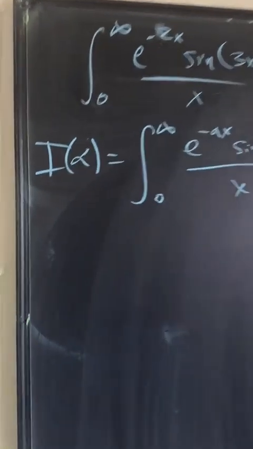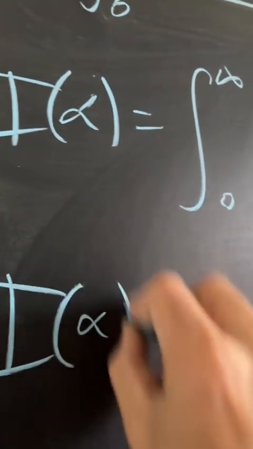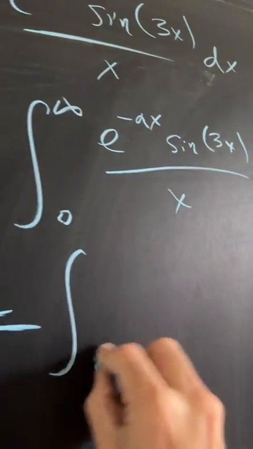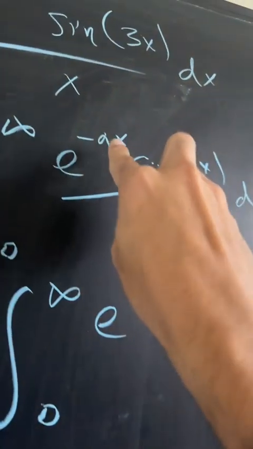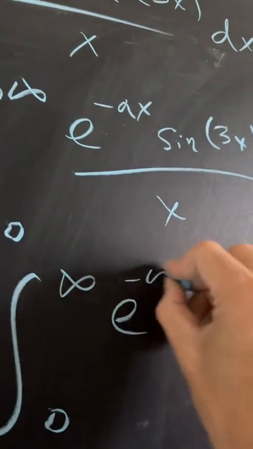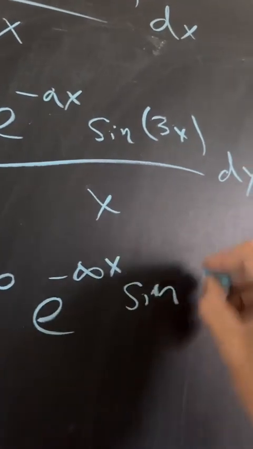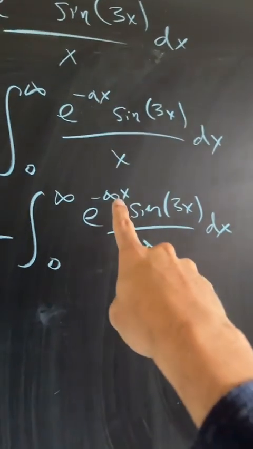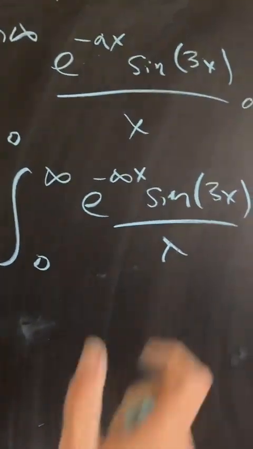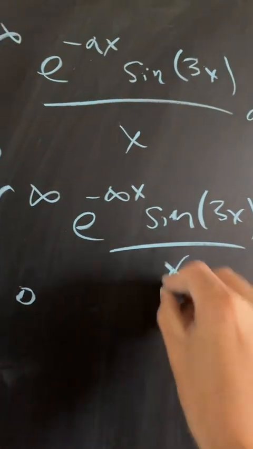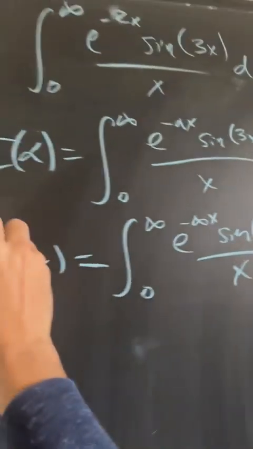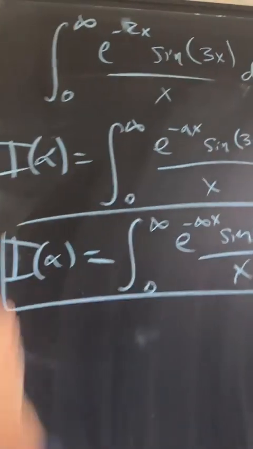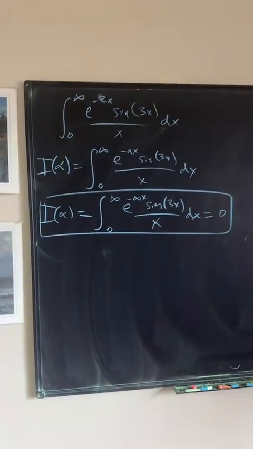Okay, and before we even start taking the partial derivative with respect to alpha, we need to find some condition. If we have I of infinity, then we're gonna have the integral from 0 to infinity of e to the negative infinity x sine of 3x over x. Check out what's gonna happen here. Because that's a negative infinity, it's gonna go on the bottom. So you're gonna have infinity in your denominator, which is gonna send this whole thing to 0. So now we have this condition that I of infinity is equal to 0. We're definitely gonna revisit this later on.